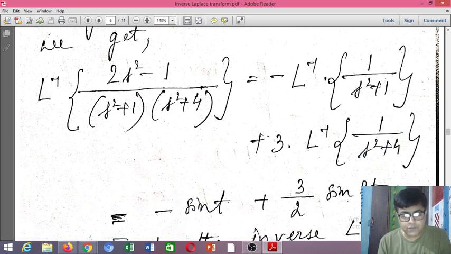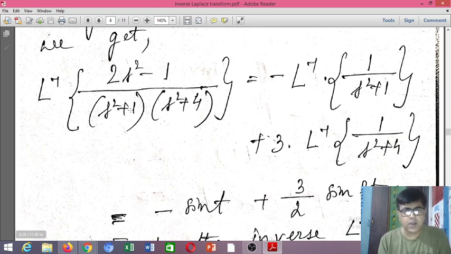Now L inverse of 1 by s square plus 1 is sin t, that is a very known form to you, and L inverse of 1 by s square plus 4 is of course sin 2t by 2, because it's s square plus 2 square. So 1 by a sin at, so 1 by 2. So 3 by 2 is coming here. So the answer stands minus sin t plus 3 by 2 sin 2t.